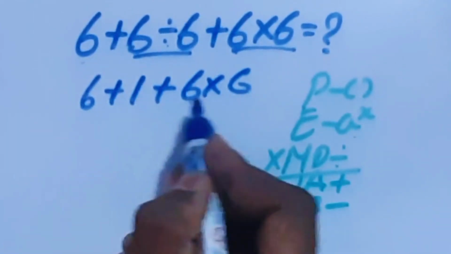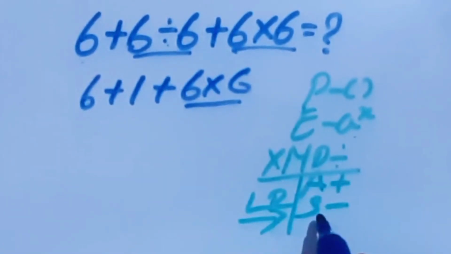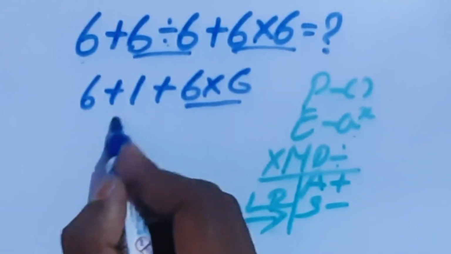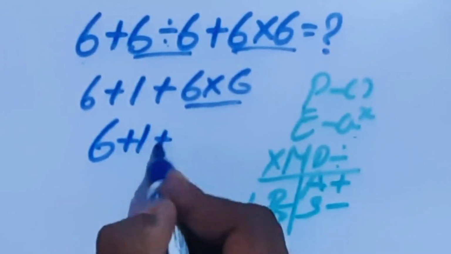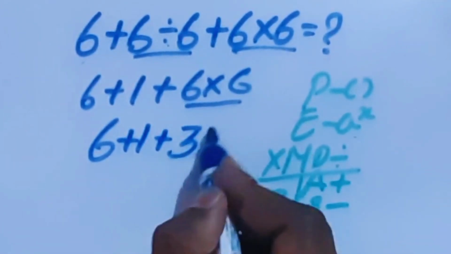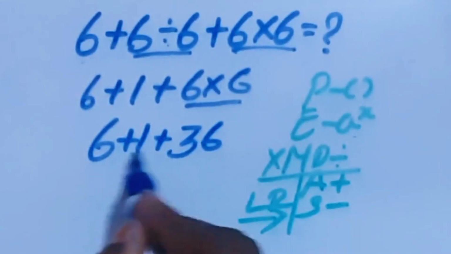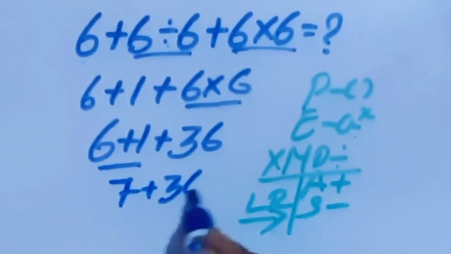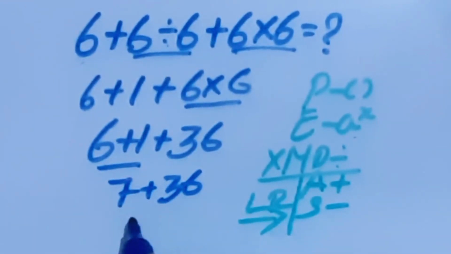Here we have additions and multiplication. Multiplication is higher priority than addition. So we have to do this multiplication before the additions. So 6 times 6 is 36. Here we have additions. So 7 plus 36. Here 7 plus 36 is 43, which is the correct answer.